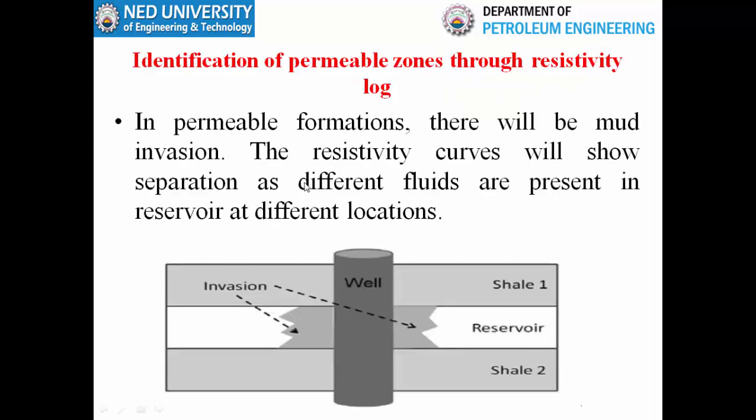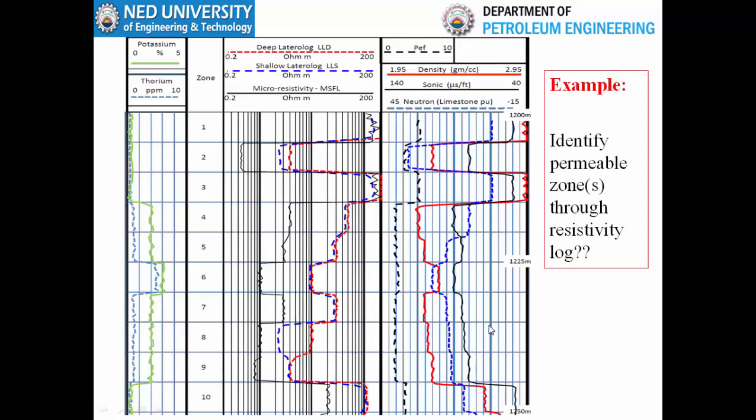So how do we identify the permeable zone through the resistivity log? And as we have seen in the previous slide, in permeable formations there will be mud invasion. The resistivity curves will show separation as different fluids are present in the reservoir at different locations. So because of the mud invasion, you will have mud filtrate near the flush zone, and as you move inside the reservoir you will have different fluids, so resistivity will be different. For example, in this log section we have been asked to identify the permeable zone through the resistivity log.